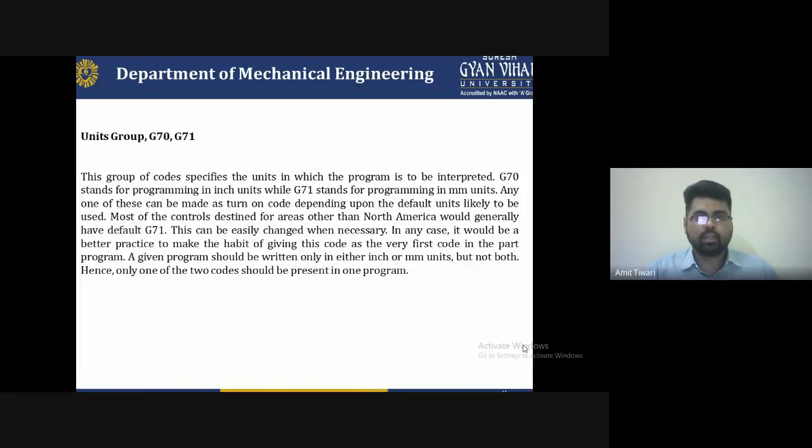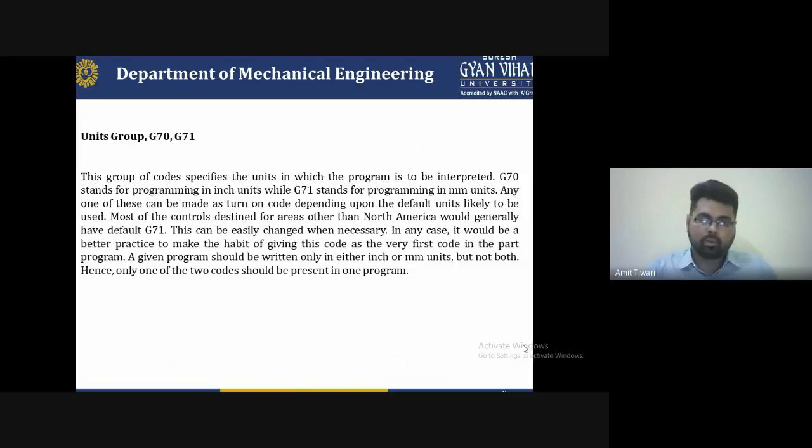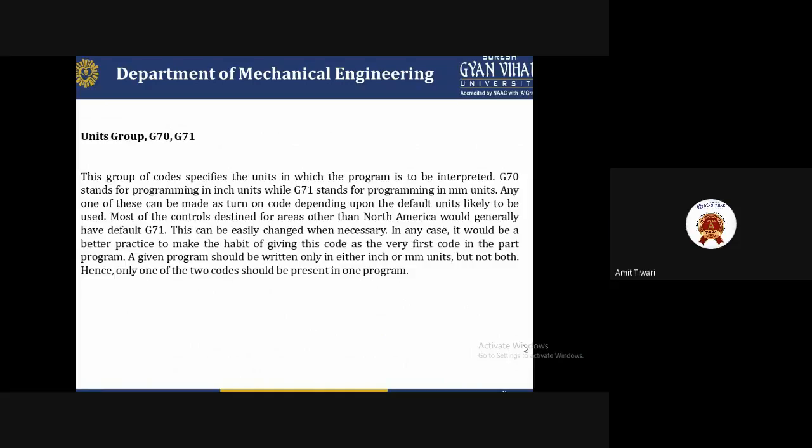Next, most controls are designed for the metric area, but in North America they generally have a default G71 value fixed in the machine. This code can easily be changed, so it is better to make it the very first code in the part program. These are the reasons why we select the unit code, and now we can understand how to write the part program.